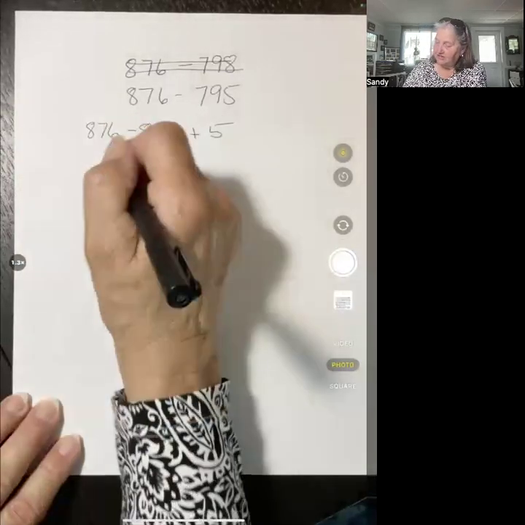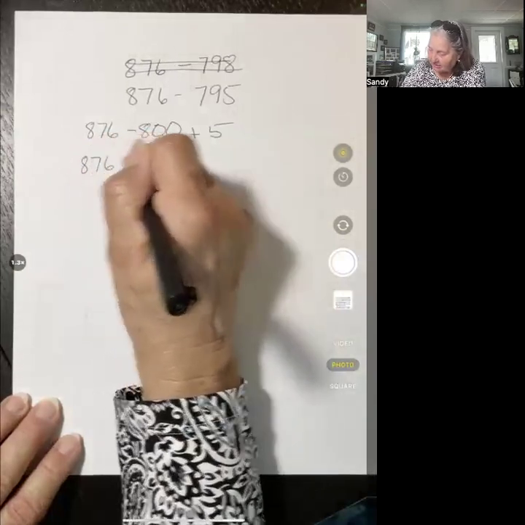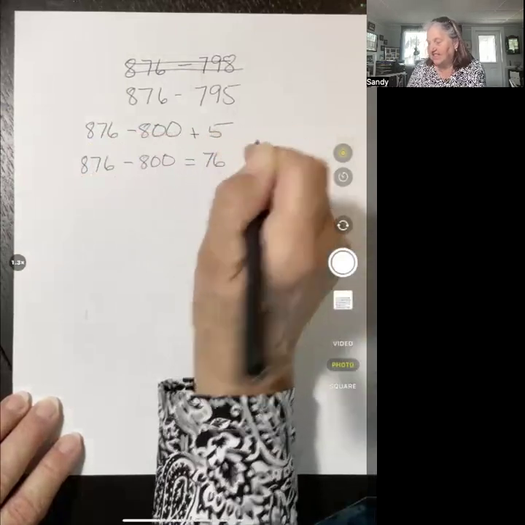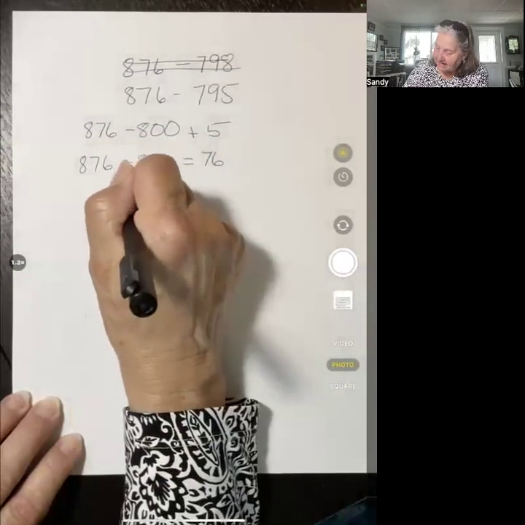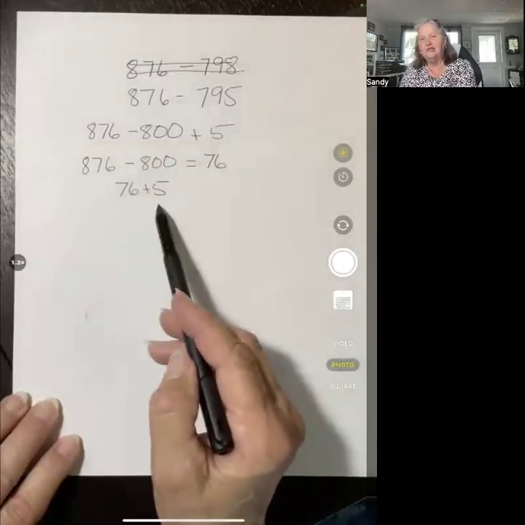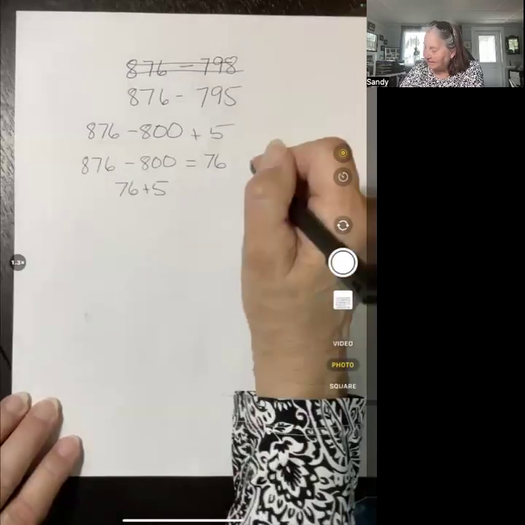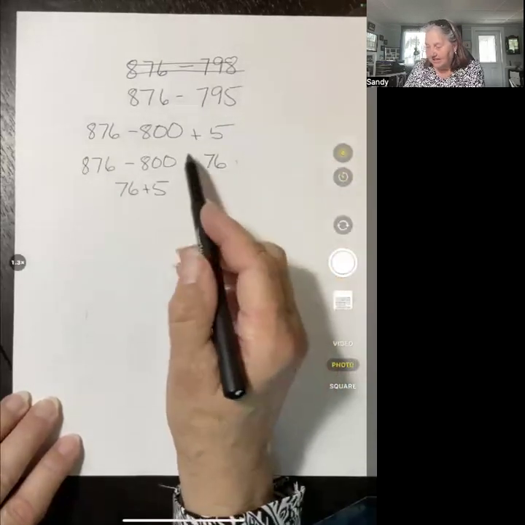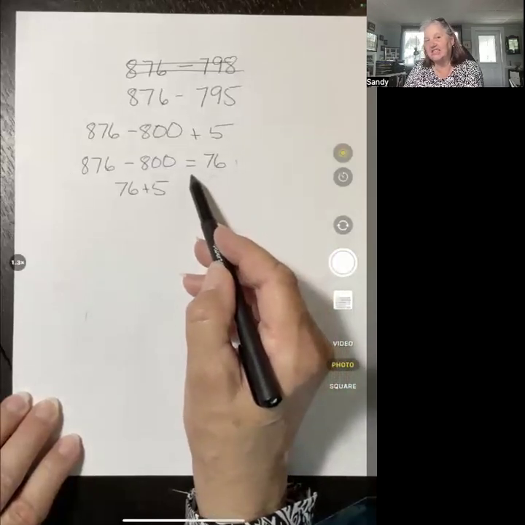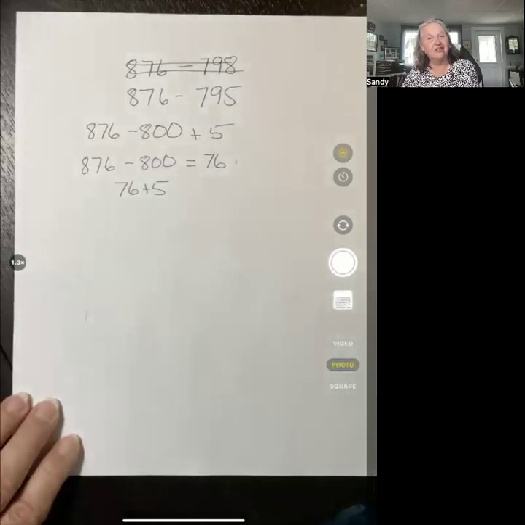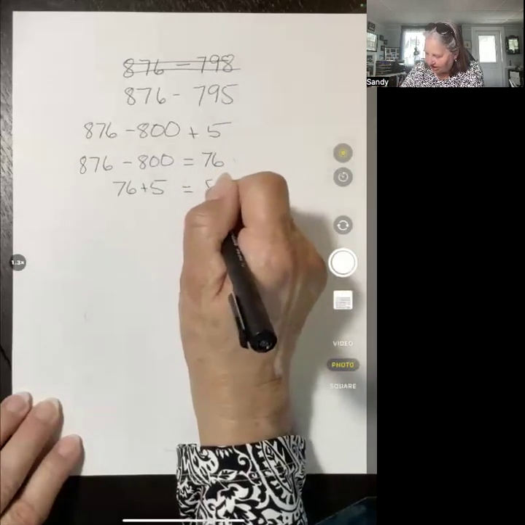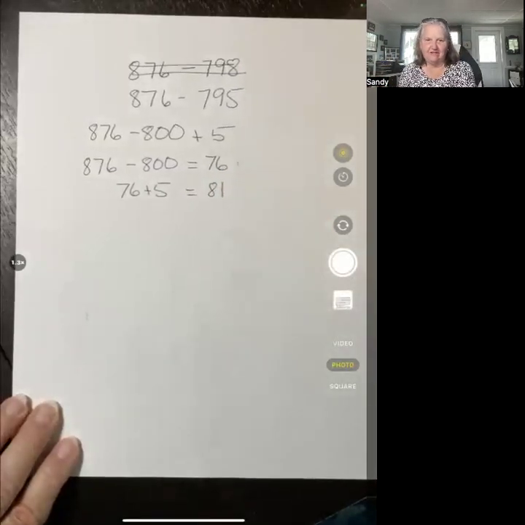So if I remove 800, 876 minus 800 gives me the 76. That's easy. Then I have to add back to the 76 the 5. Now, do you notice how I've rewritten this as a new equation? If I say plus 5 here, this is no longer equal. And I need to know that the equality sign isn't what comes next to the answer, but is a balance. So I'm going to write a new equation to show that final answer.